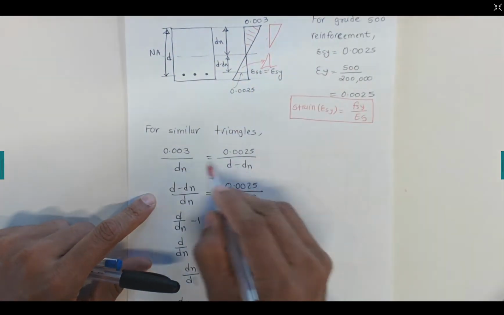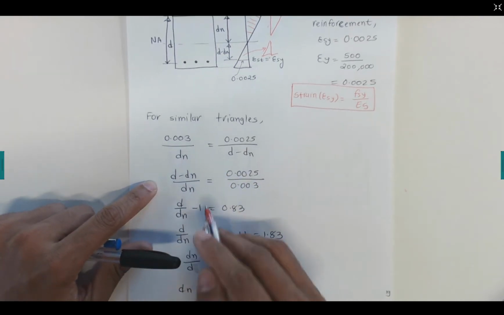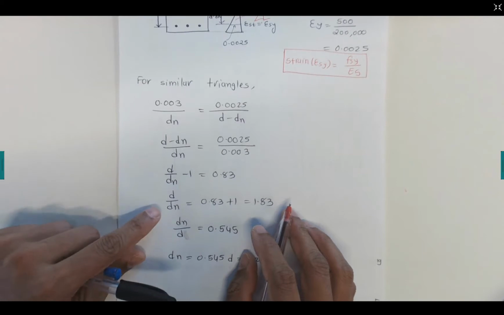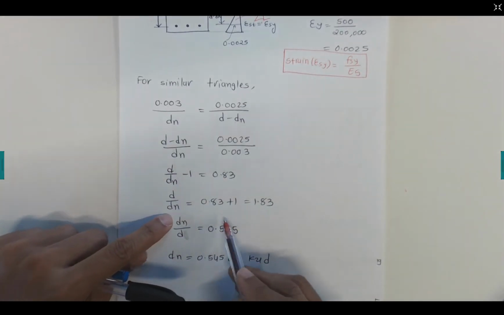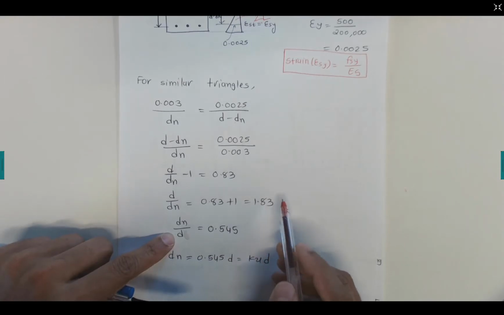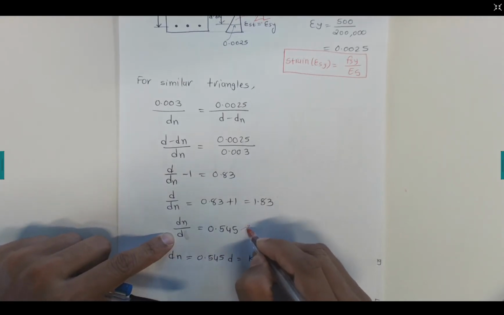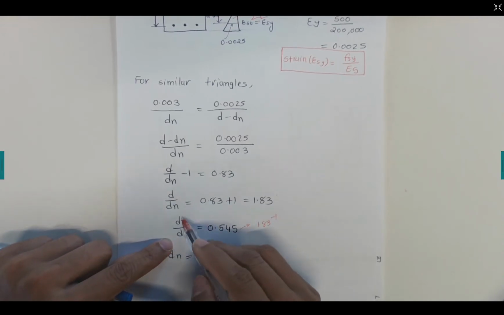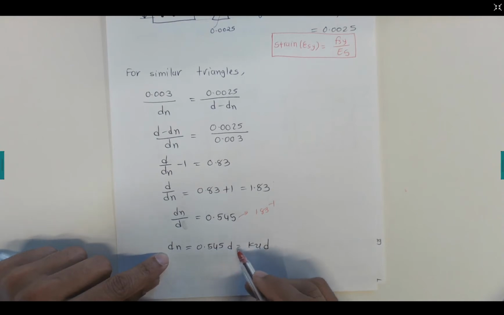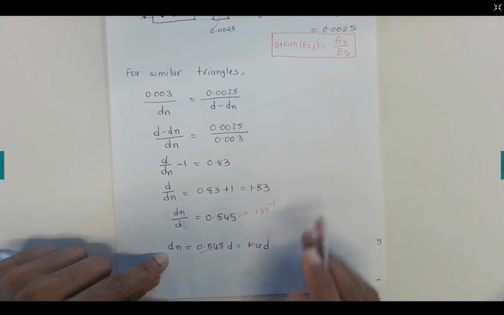Now if you move this across, d over dn minus 1 simplifies to 0.83. So d on dn, bring this one across, becomes 1.83, inverse minus 1. So this can be calculated by just swapping d over dn with dn over d. So dn becomes 0.5 d, and this value we can just call ku.